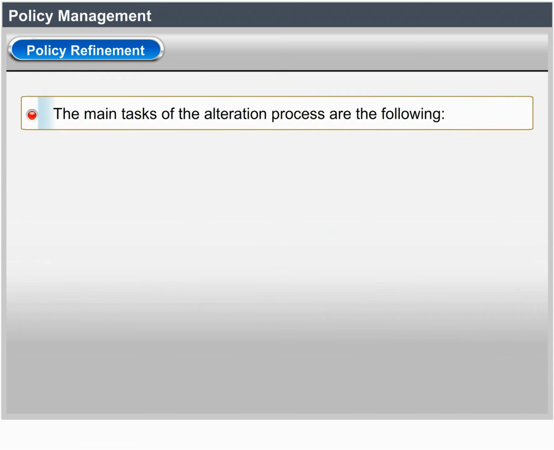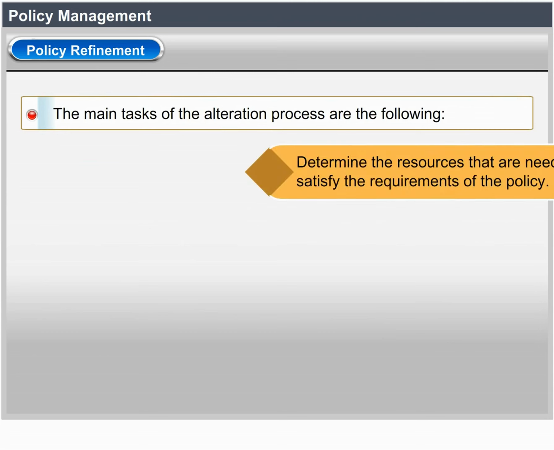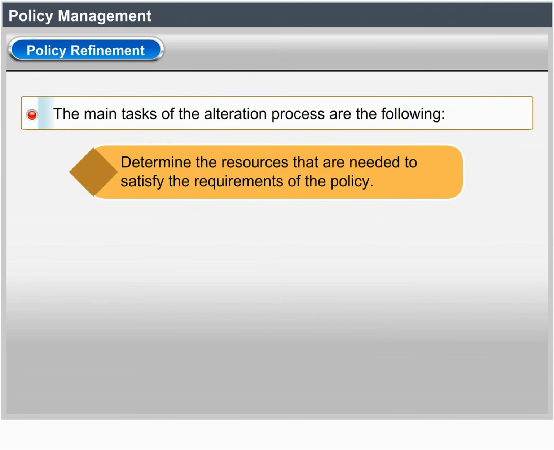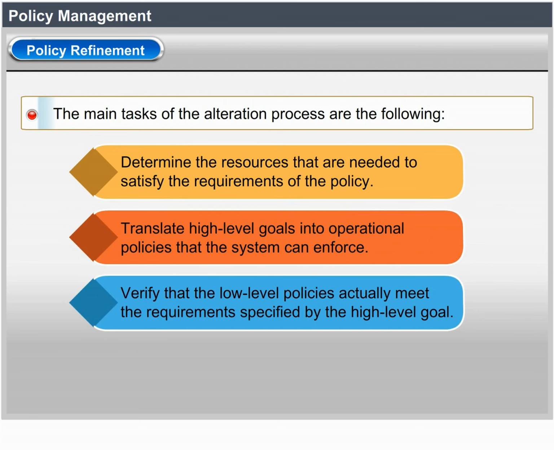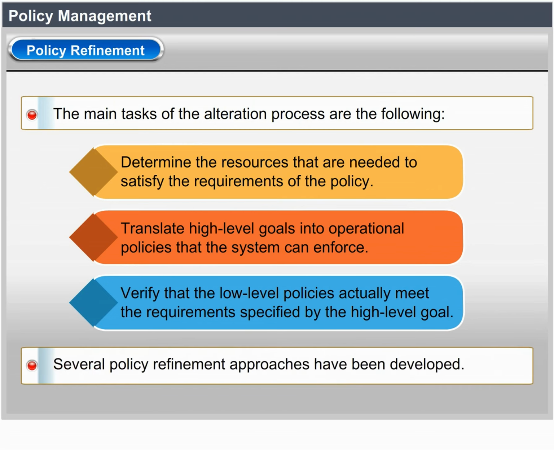Determine the resources that are needed to satisfy the requirements of the policy. Translate high-level goals into operational policies that the system can enforce. Verify the low-level policies actually meet the requirements specified by the high-level goal. Several policy refinement approaches have been developed.